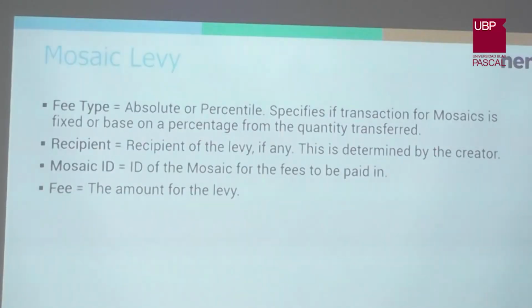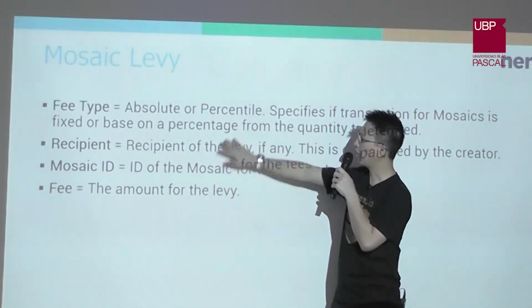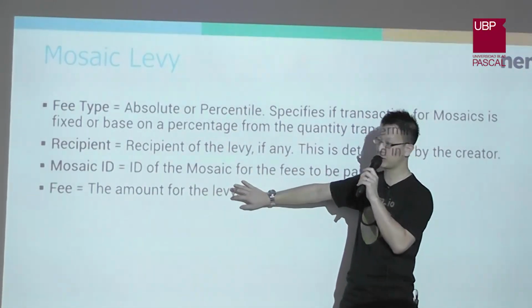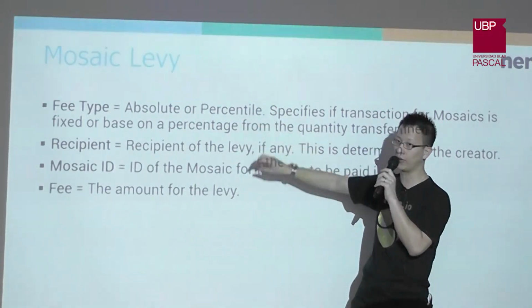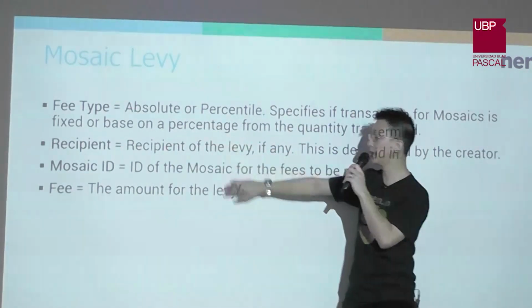Last part, the levy. So levy, there's fee type. You can specify absolute amount or percentage. So the fee is whatever value you want it to be. So then you can be either percentage of the amount of mosaics transferred, or I don't care how much the mosaics are transferred, it's a fixed amount, so it's absolute.